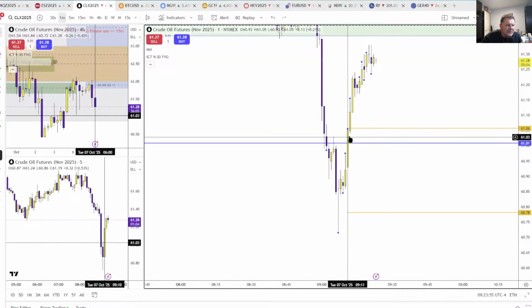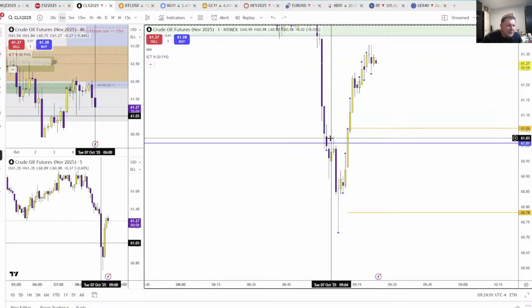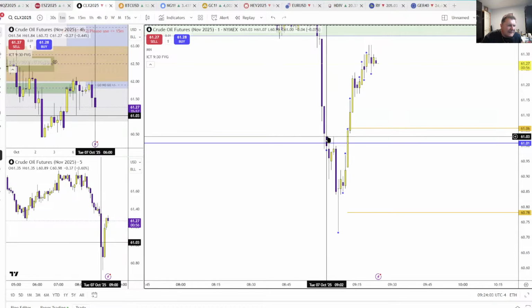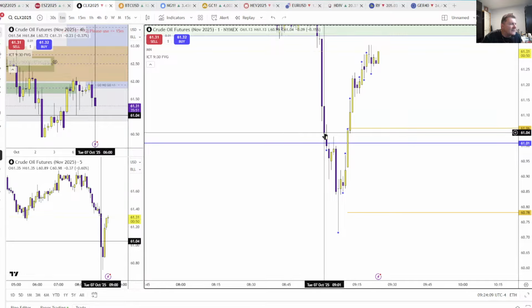Market structure shift. Body breaks above it. We do not get an opportunity to come back and tap it. We look at this next level. Body trades above that little tiny level right there. You come back. Do we tap it? What's the low, the close on that candle?